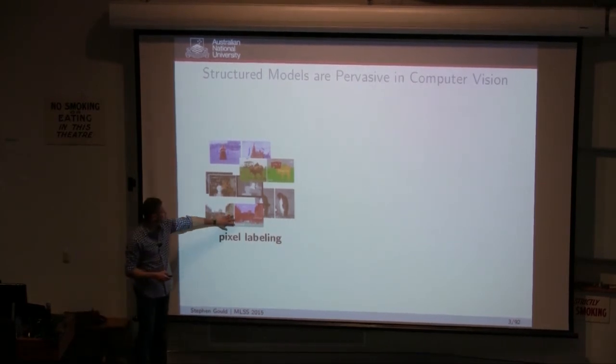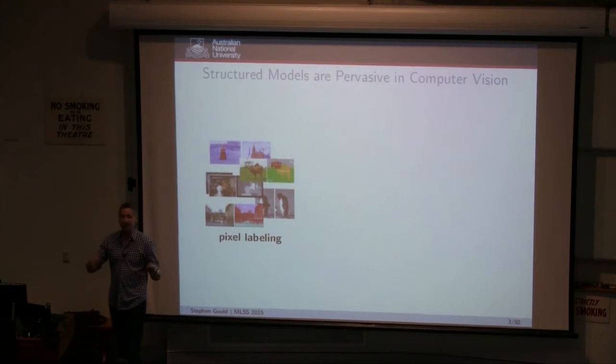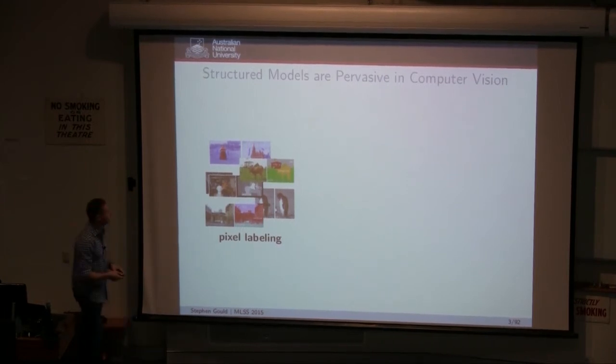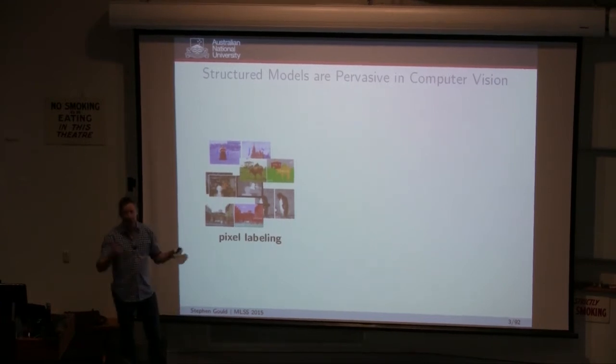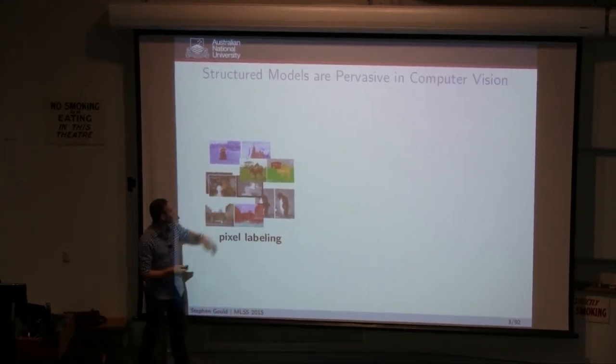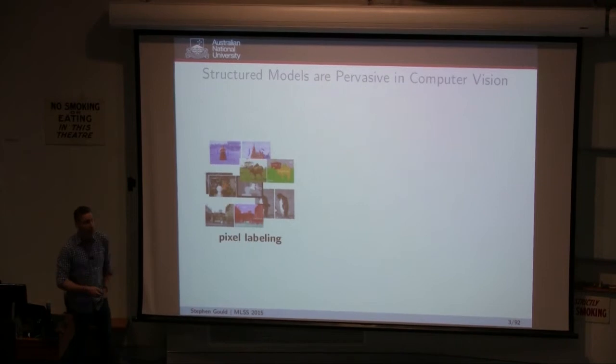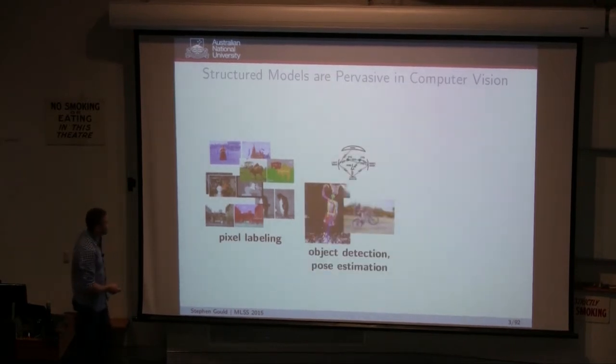You can do the same thing for geometry, where instead of trying to predict the semantics of a scene, you're trying to predict the geometry of a scene. So is a pixel on a vertical surface or a horizontal surface or sort of back at infinity in the sky? And there are a whole lot of other problems where you're trying to label pixels. So image inpainting, stereo reconstruction, and so on.